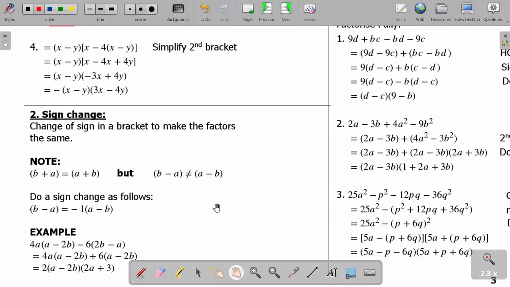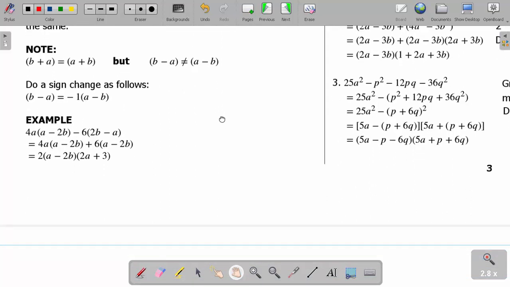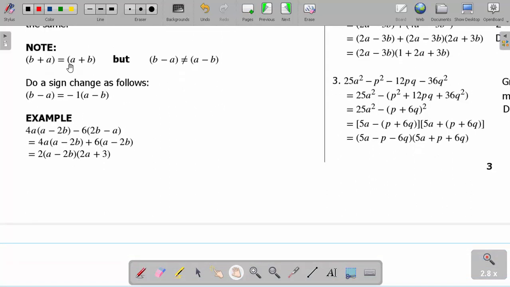Now we have something which is very important. Please understand it is called the sign change. Now, change of the sign in the bracket to make the factors the same. It's very, very important. If I've got b plus a, it's the same as a plus b. But if I've got b minus a, it's not the same as a minus b.